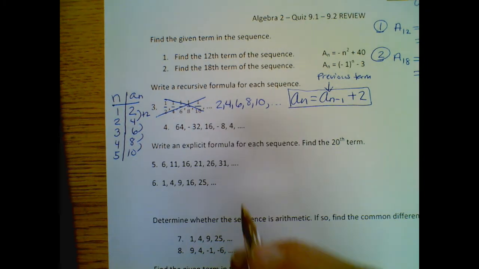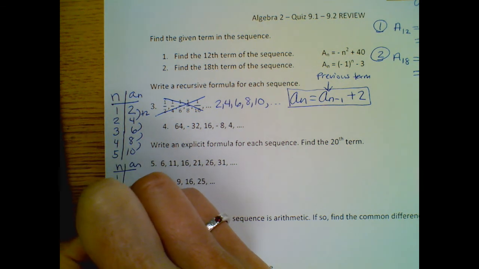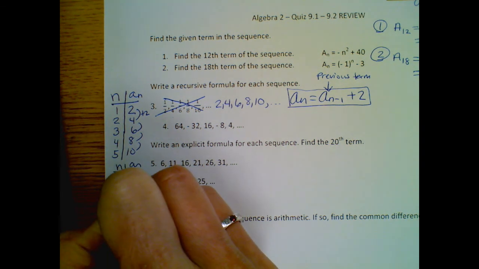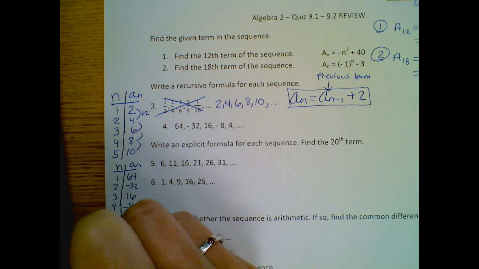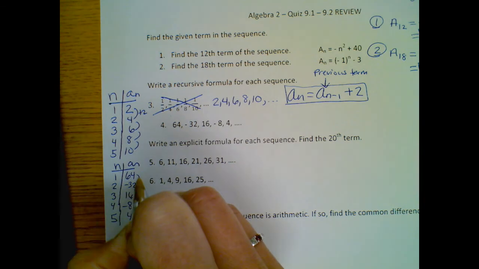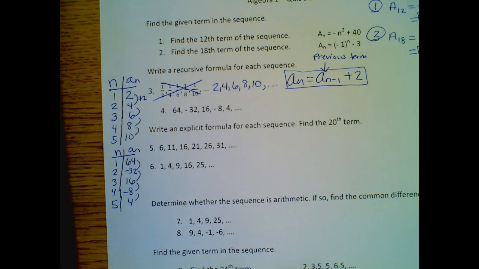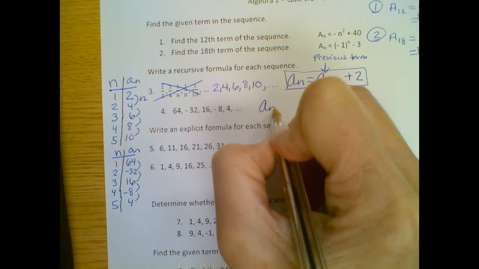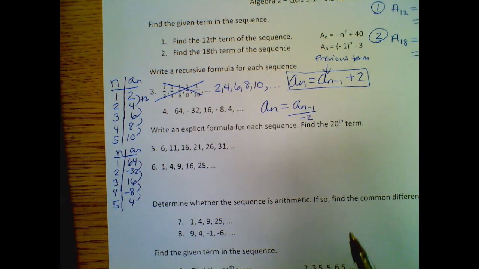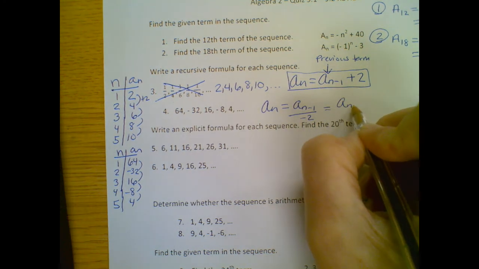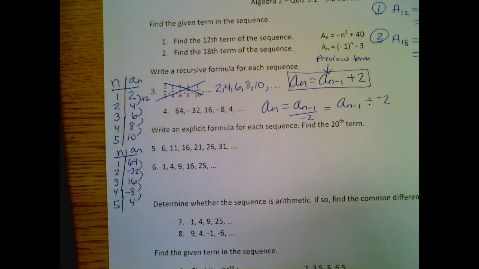Now this next one, we're going to go ahead and make a table for it. Alrighty, for this one, we're looking for the pattern going downwards. Notice they're dividing by negative 2 each time, so we can write that as the previous term divided by negative 2, or you can just write it as a to the n minus 1 divided by negative 2. So either is perfectly fine.